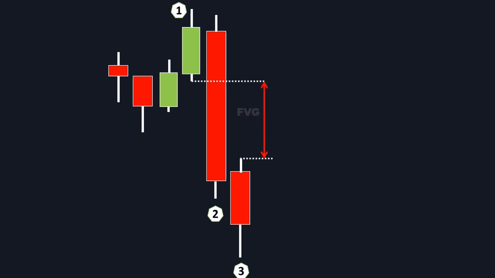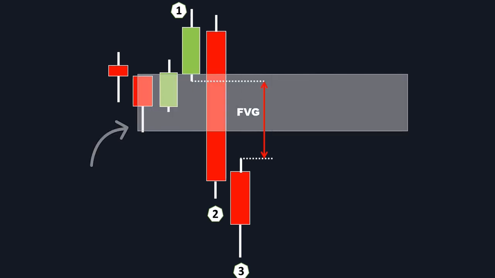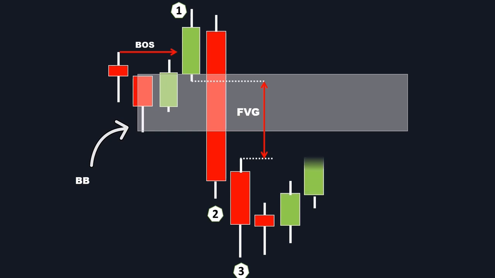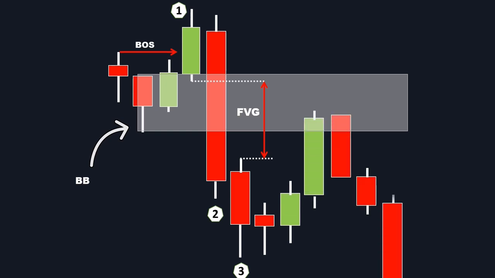But now let's dive into the strongest scenario. When an FVG has an overlapping with a block, like a breaker block or a mitigation block, it opens up some amazing opportunities. You can really count on a solid swing move in this case. Well, let's check the strategy based on this setup.